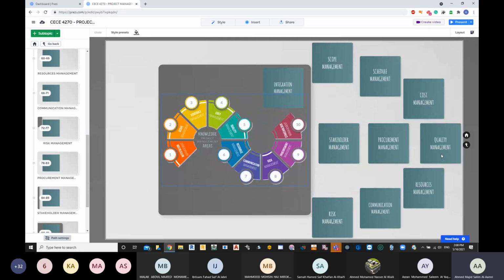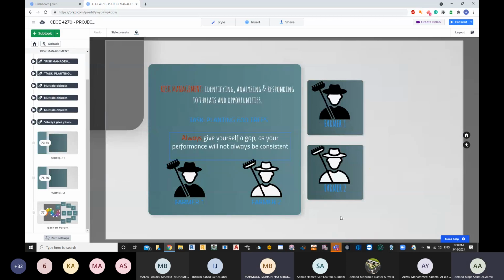I think we have reached risk management. Can you correct me if I'm wrong? We stopped at risk management, right? Yes, sir. We had an example, but we didn't go to the summary of risk management. Okay, so once again, in the summary, you need to always give yourself a gap, as your performance is not going to be consistent. This is only one side of risk. And as I said last class, we are going to have a detailed talk about risk management in chapter number two.